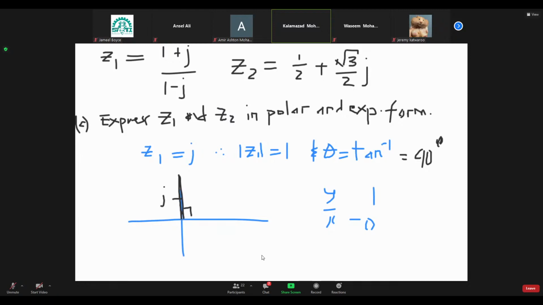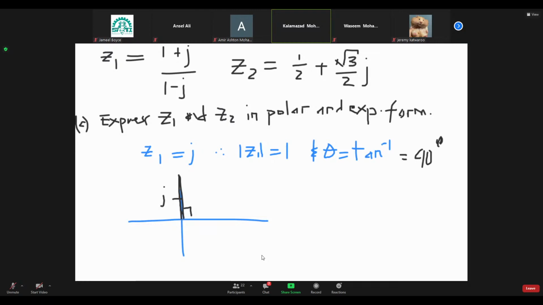That's good. So if you check on your calculator, tan of 90 degrees, you're going to get an error. And that is because 1 over 0 doesn't exist. So the actual value is going to be 90 degrees.